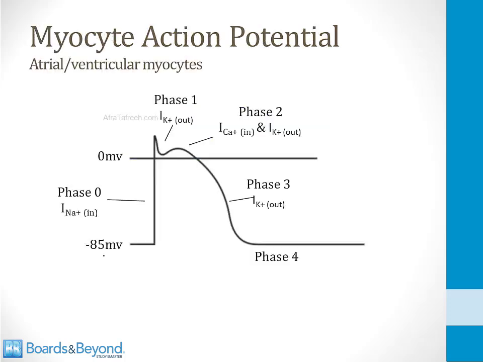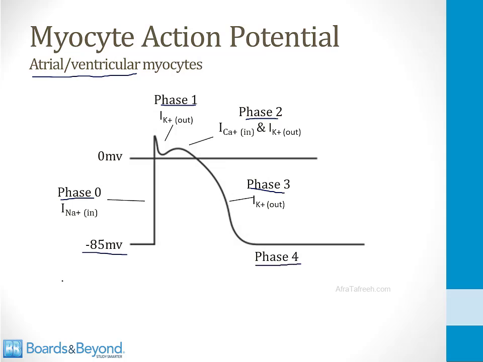Shown on the screen is the action potential that occurs in atrial and ventricular myocytes. These cells at rest have a voltage across their membrane of minus 85 millivolts. I'll talk about what that means in a minute. They then go through a series of changes in this voltage that is called the action potential, and it's typically divided into 5 phases. First, there is phase 0, then phase 1, phase 2, phase 3, and finally it returns to minus 85 millivolts, and that is phase 4.